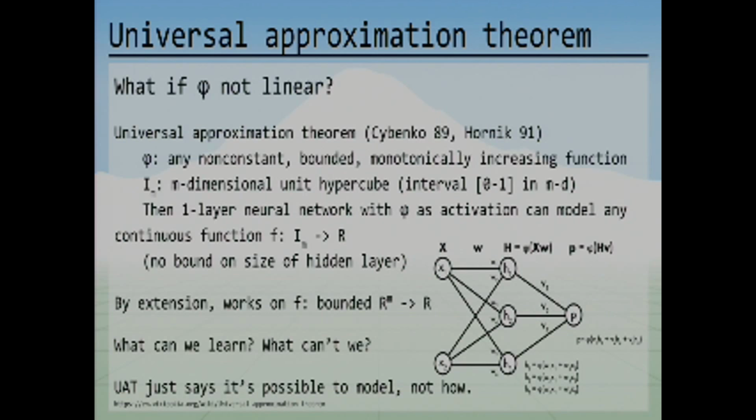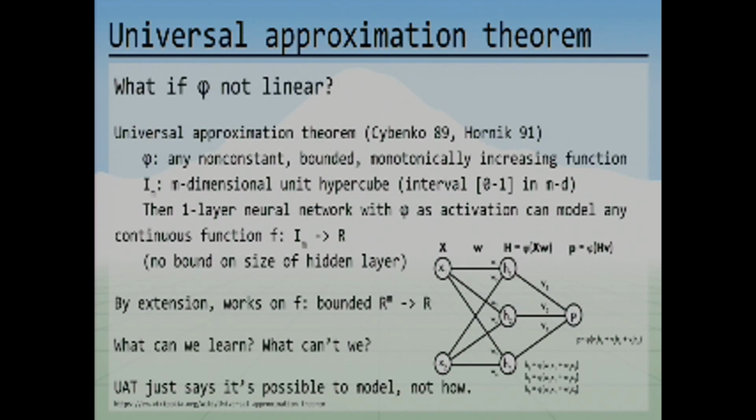And in particular, we have this cool theorem, the universal approximation theorem. This basically says that if we put some constraints on what phi is, that it's non-constant, bounded, and monotonically increasing, then we can correctly model any function within some constraints. Those constraints are basically that the function itself has a bounded domain and a bounded range.